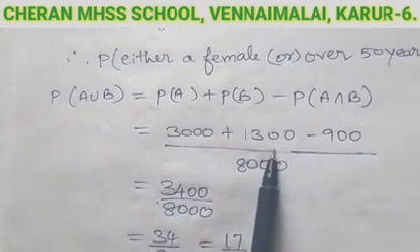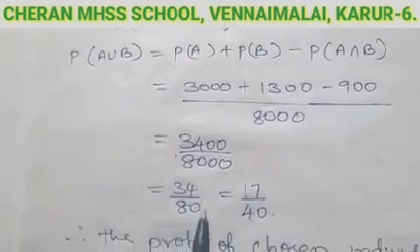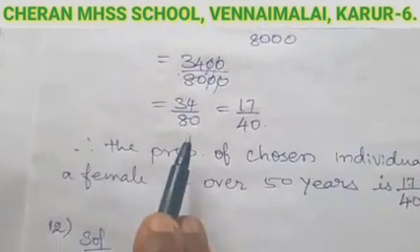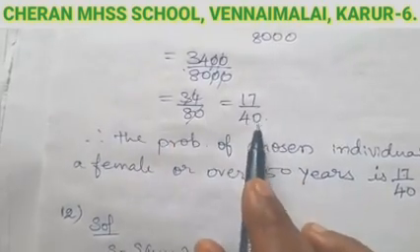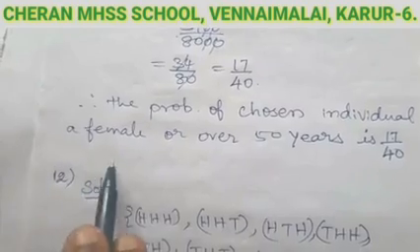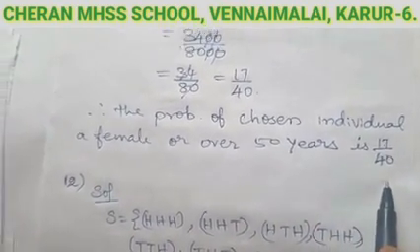Adding both, 4,300 minus 900 is 3,400 by 8,000. Striking out the zeros, we get 34 by 80. Again, when you strike out using 2 table, it is 17 by 40. Therefore, the probability that a chosen individual is a female or over 50 years is 17 by 40.